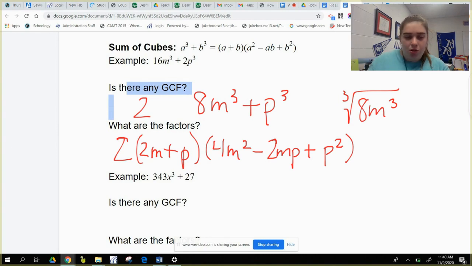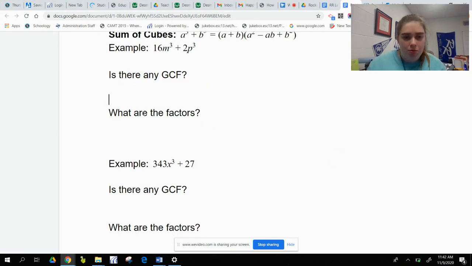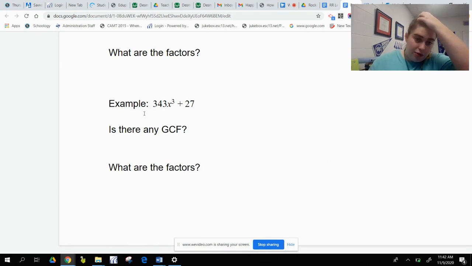A little bit of bigger numbers, but you can always use a calculator to see if that's going to work. All right, so let's look at that one. Let me scroll down a little bit. Okay, we have 343x cubed plus 27. So yeah, it's a pretty big number, right? So let's think about, is there any greatest common factor? So first thing I would probably do is just check if that 27 goes into 343. And I'm going to pull out a calculator right now and just test that really quick.